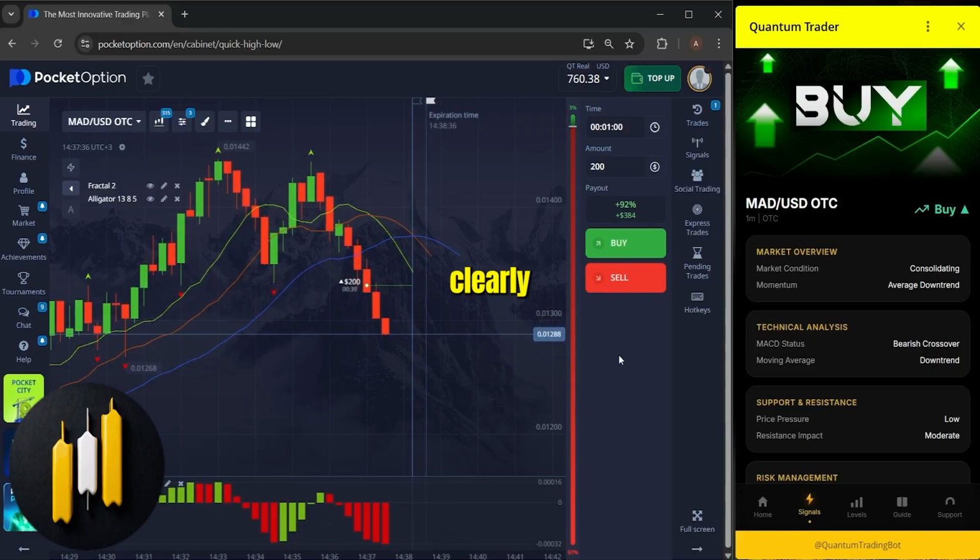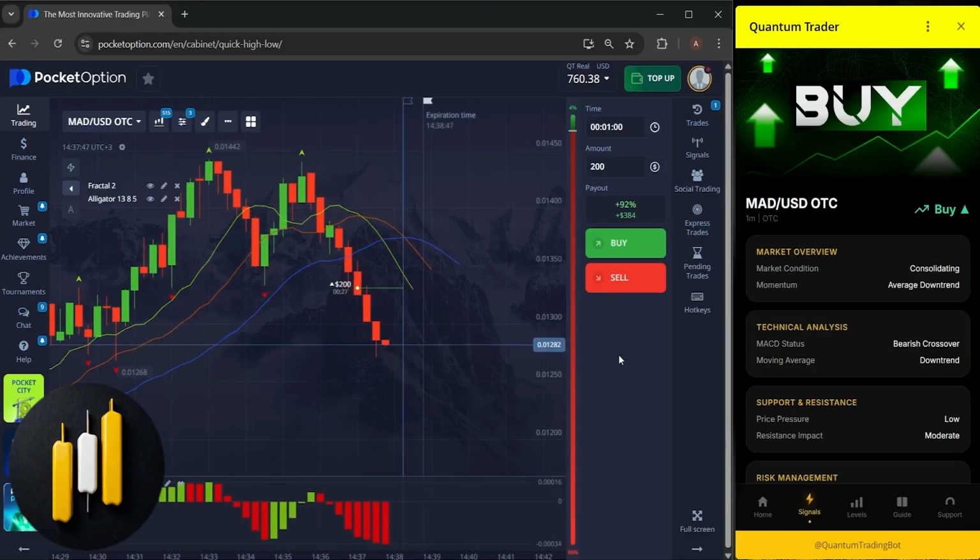Seller pressure is clearly strong and resistance above keeps getting reinforced with each touch. Going long in this situation is like swimming against a strong current. Possible, but not wise. Better to skip and wait for a clearer setup.